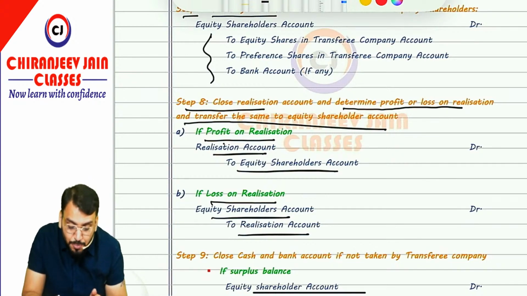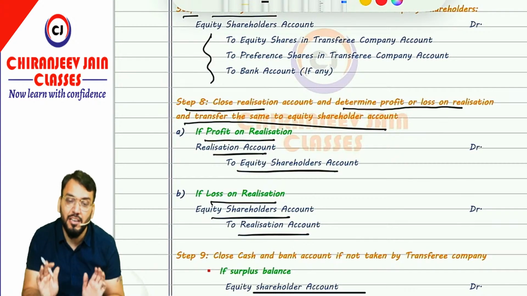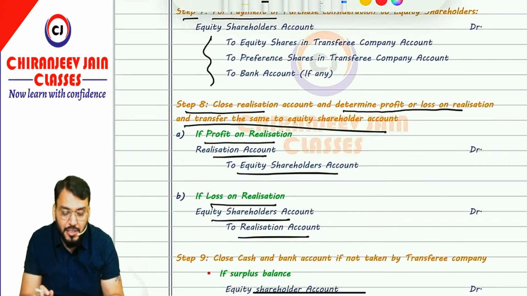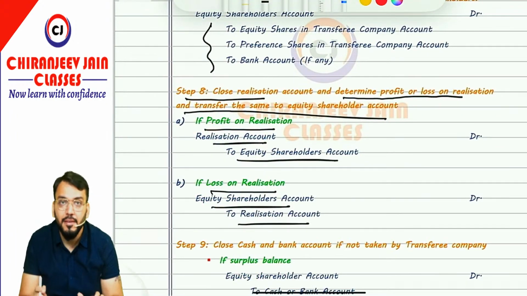Understood? Correct. So if profit on realization, what journal entry? Realization account debit to equity shareholders account. If loss, equity shareholders account debit to realization account. This journal entry we will do. Have you understood this point? Any doubt?